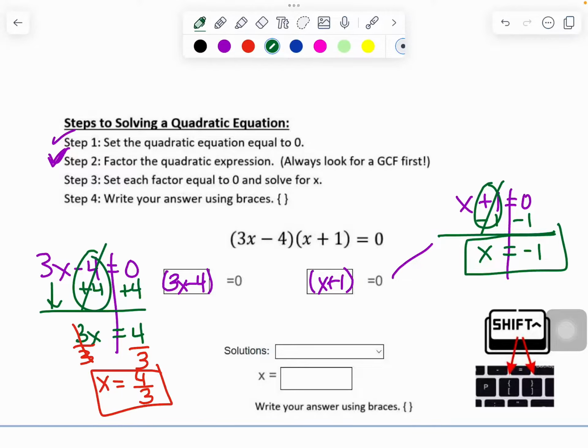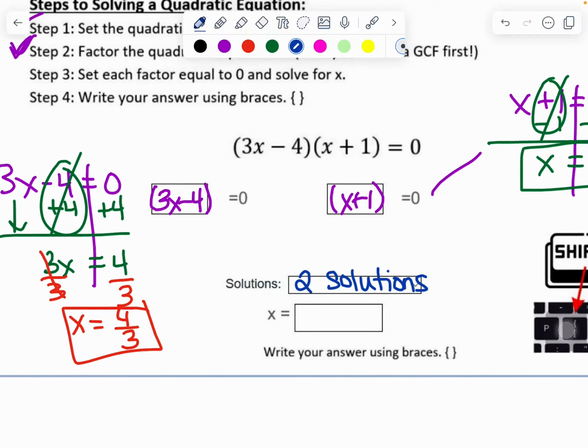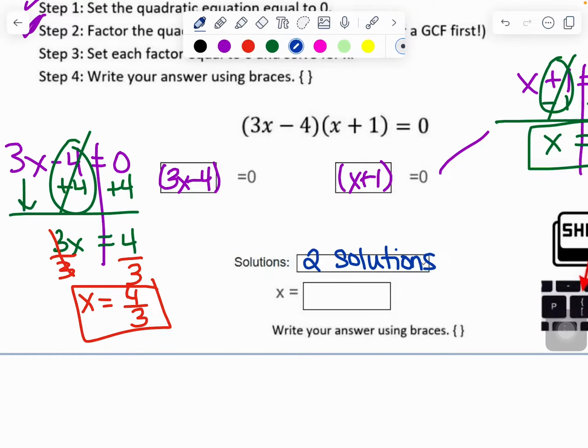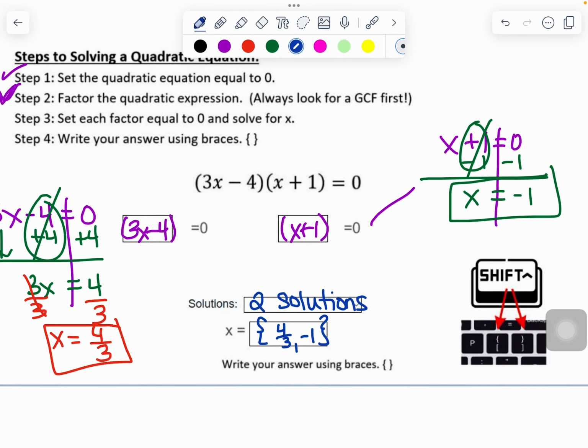And because these are different, you have 2 solutions. If they're the same number like the first one we did, it has 1 solution, but this one has 2 solutions. So again, we're going to put it in our bracket. So hit the shift and right next to the P. And so I'm going to do my bracket, and then I get 4/3, comma, negative 1, close your bracket, and you're done.